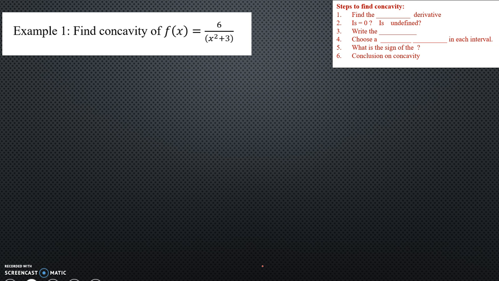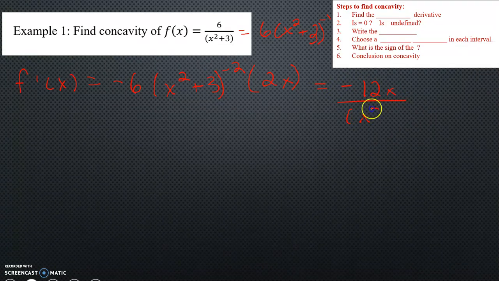First, we need to find the second derivative. Before we can find the second, let's find the first. I'm going to rewrite my original function by bringing the x squared plus 3 to the numerator. And now, complete power rule. -1 times 6. Copy down the function. Subtract 1 times the derivative of the inside. I'm going to clean this up and make it -12x over x squared plus 3 to the -2.